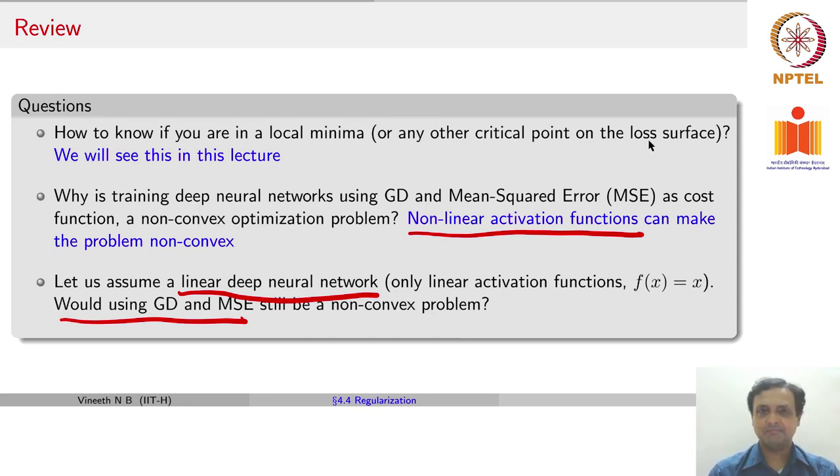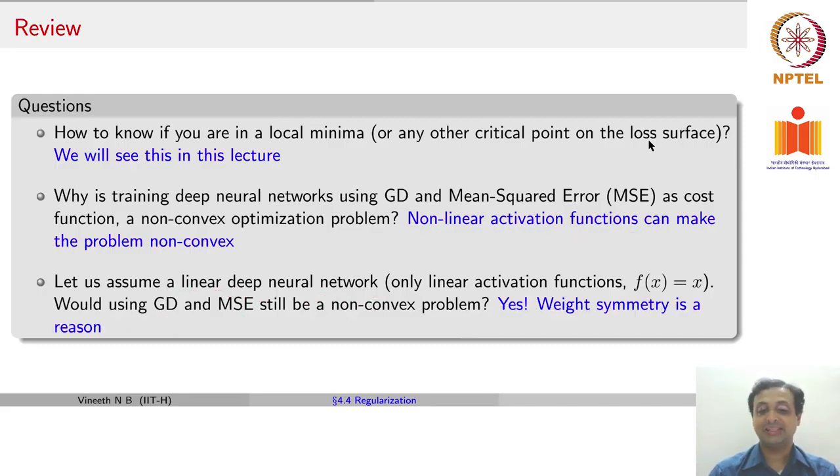From the answer I said earlier, it should be a convex optimization problem because the cost function is mean square error, and I just said that nonlinear activation functions are what could make the problem non-convex. So if you have only linear activations, it should be convex. But the answer is no, it's still not convex, or rather, yes for non-convexity. A reason for that is the phenomenon of weight symmetry. There are many other symmetries in a neural network, but weight symmetry is at least one reason.